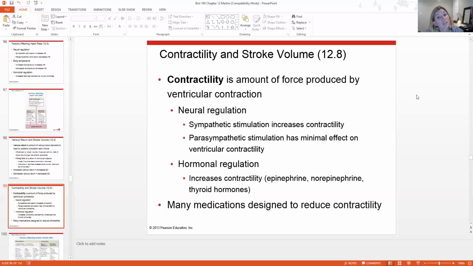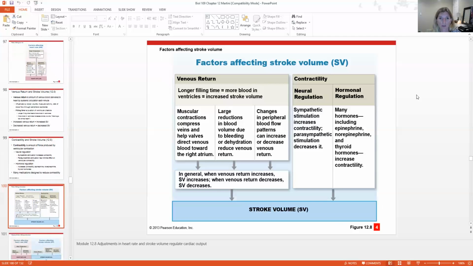There's also contractility. Contractility is the amount of force that's produced by the ventricular contraction. This is regulated through hormones and neural communication. Neural regulation through sympathetic and parasympathetic, and hormonal would be like epinephrine, norepinephrine. Hormonal regulation is typically increasing contractility. Neuroregulation through sympathetic is increasing contractility. Parasympathetic has minimal effect on contractility. Medications can also reduce contractility, especially if you have maybe high blood pressure issues or something like that. You might be taking something to reduce the contractility and stroke volume.